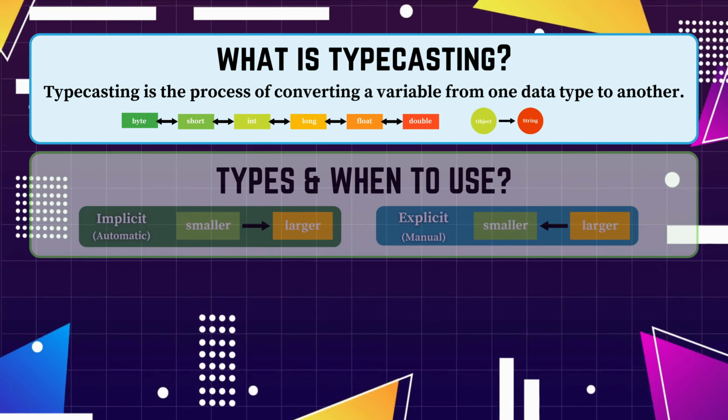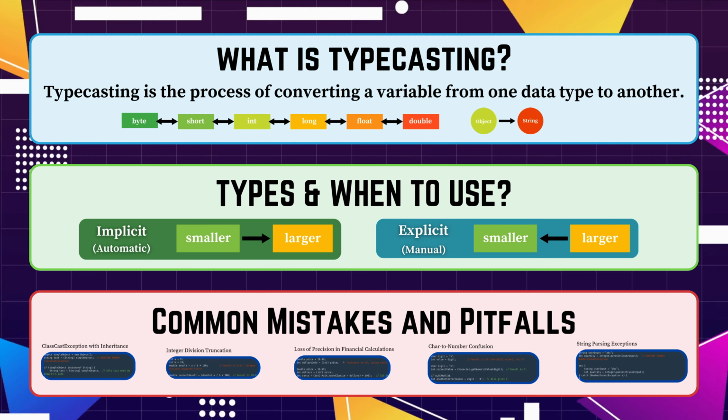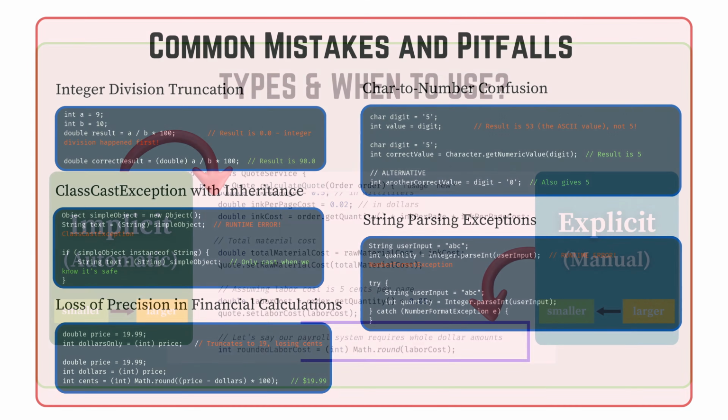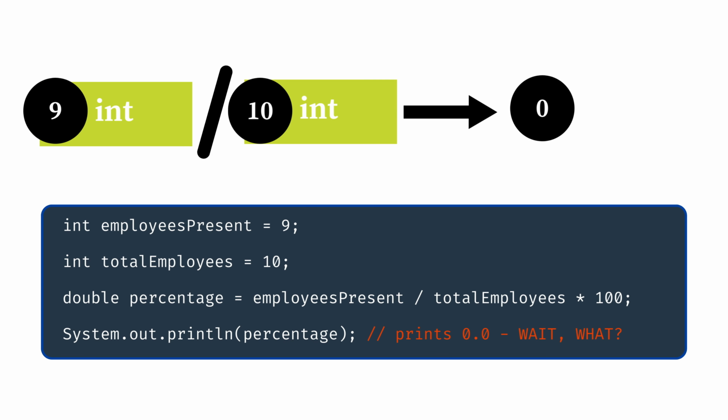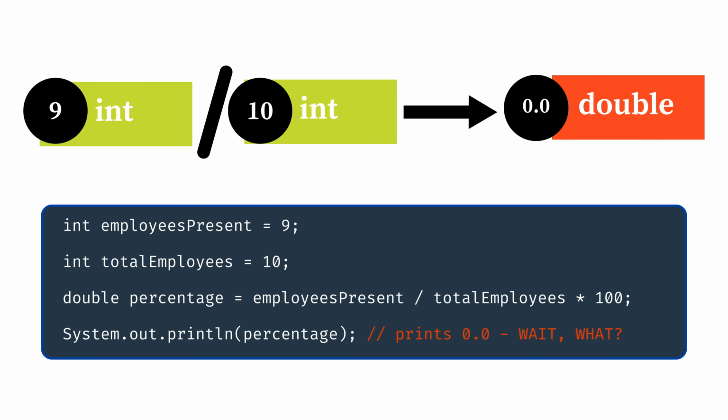So there you have it, Java typecasting explained. Now you know the types and common pitfalls to watch for. Next time you hit type-related bugs, you'll understand exactly what's happening under the hood.